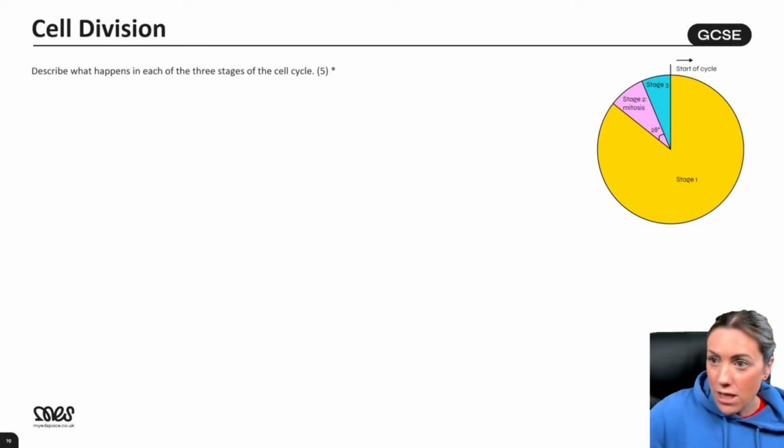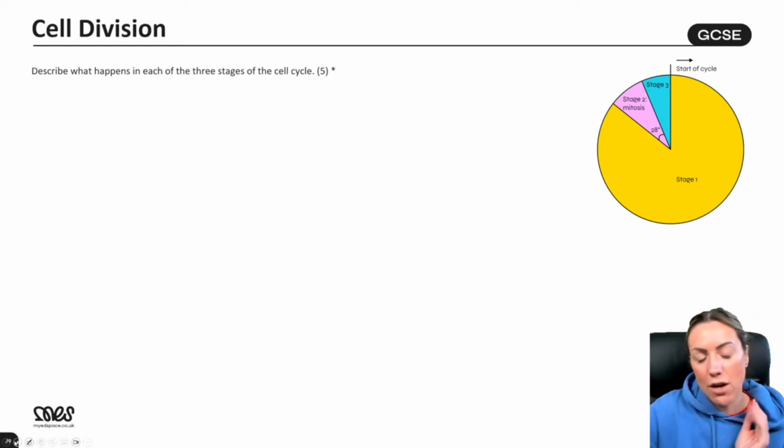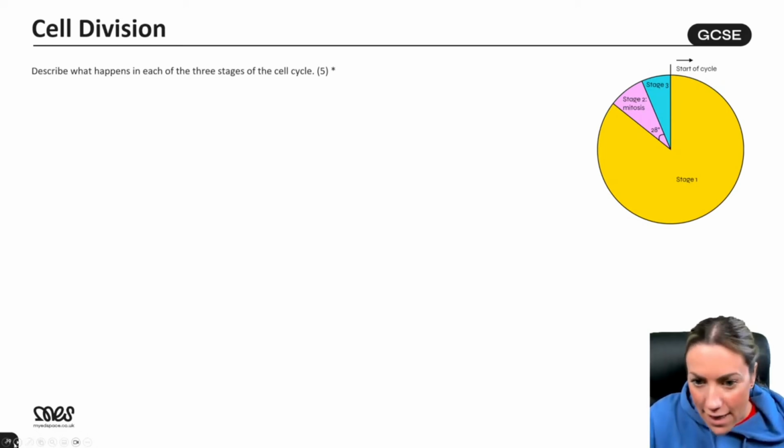Perfect question. Describe what happens in the 3 stages of the cell cycle. So this is obviously a harder question, 5 marks. So we're going to go through stage 1, stage 2, stage 3. We know from the diagram stage 2 is mitosis. So we know stage 1 comes before mitosis and stage 3 comes after mitosis, and we need to get 5 marks. Can you put some answers in the chat, please?